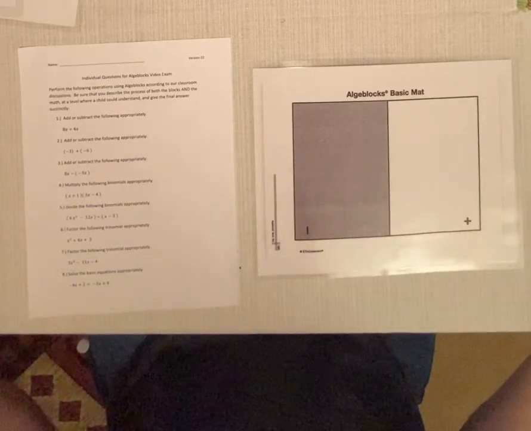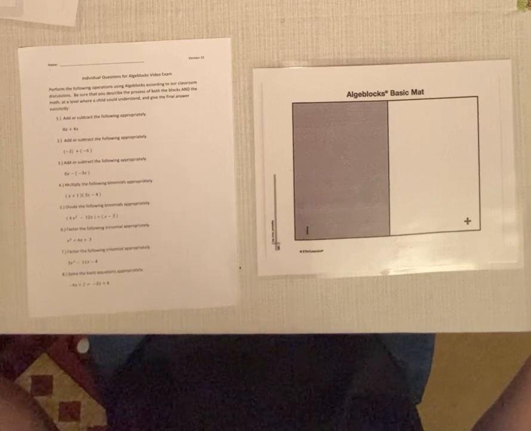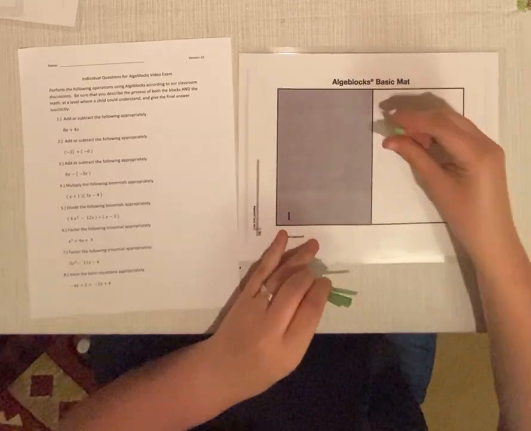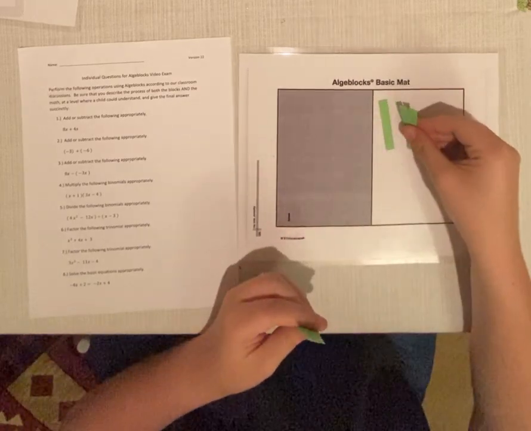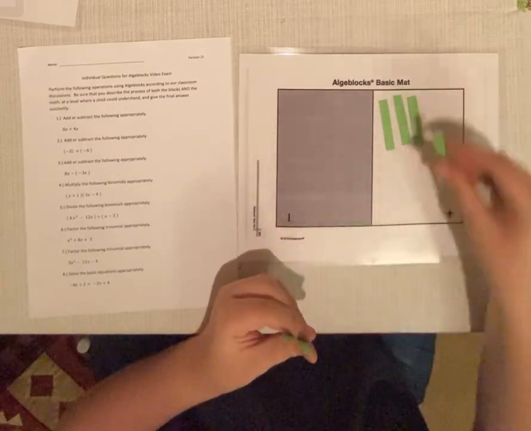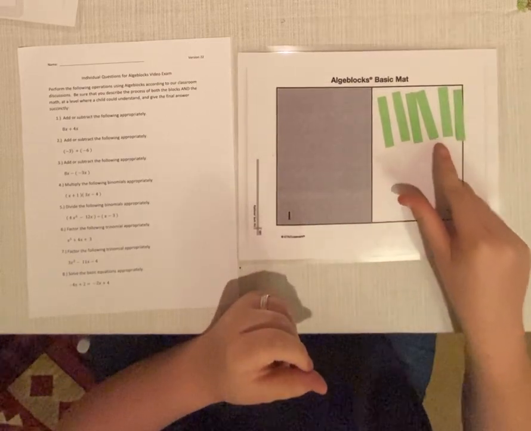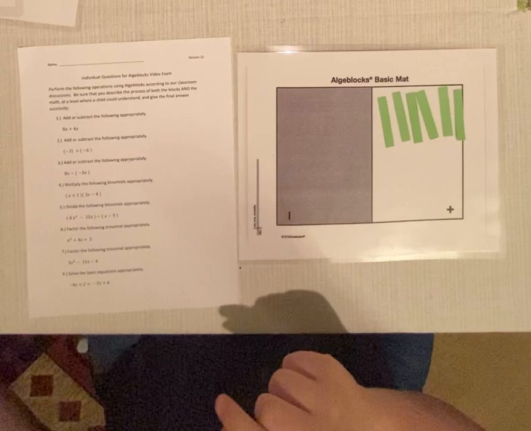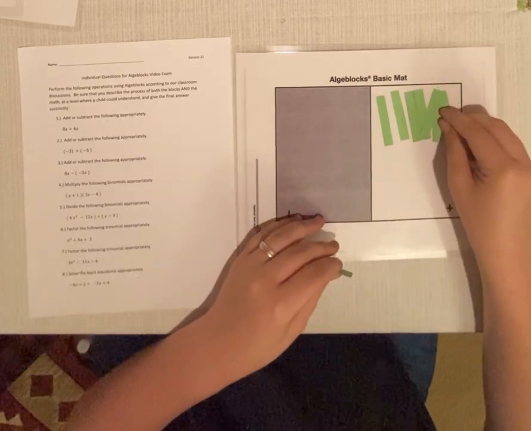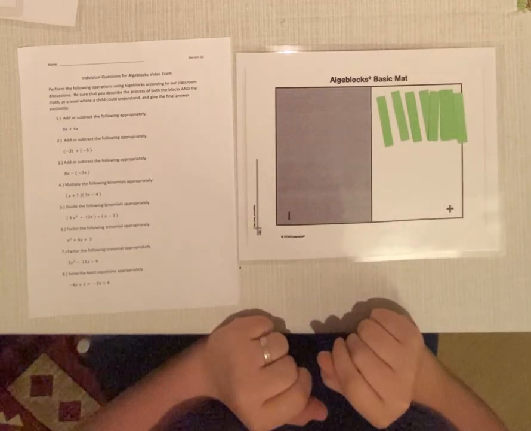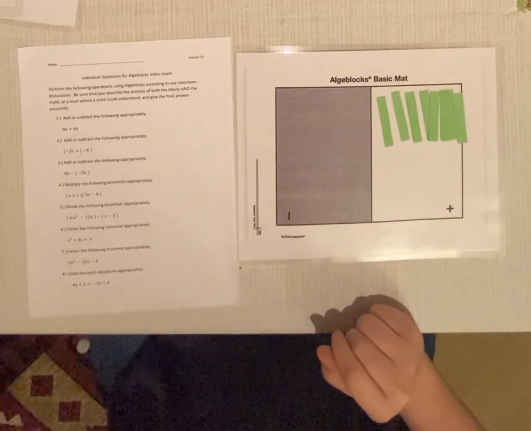Okay, so question 1 is 8x plus 4x. So we're just gonna add, so it starts with positive 8x, so we're gonna add 8x tiles. So that's 1, 2, 3, 4, 5, 6, 7, 8. Okay, and then we're gonna add 4x tiles.